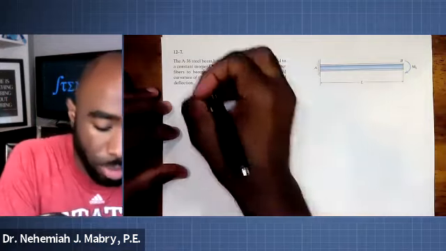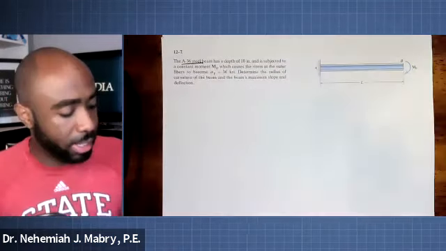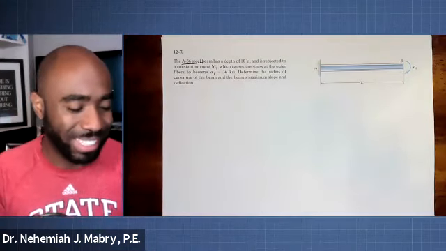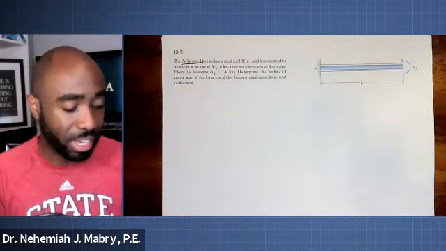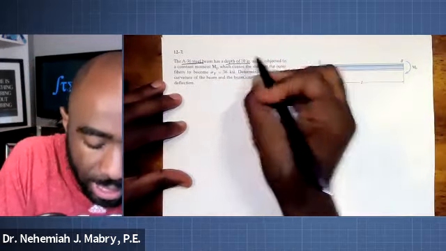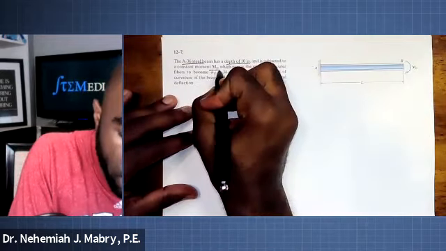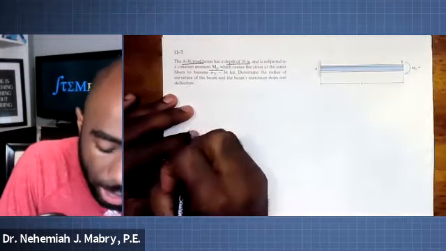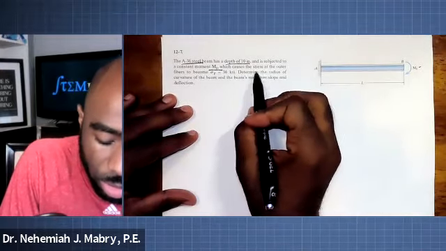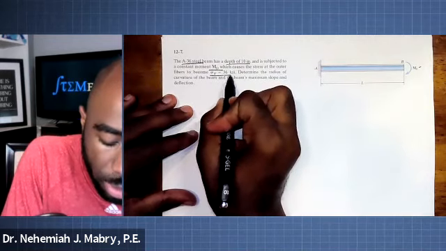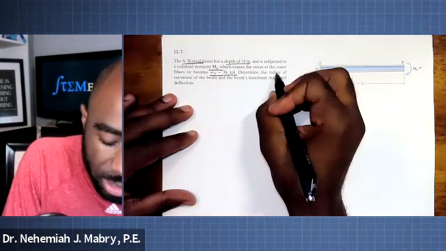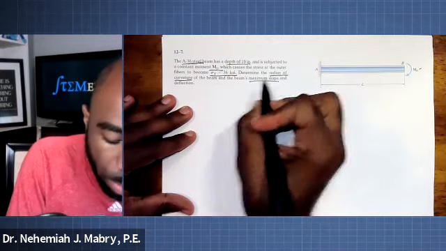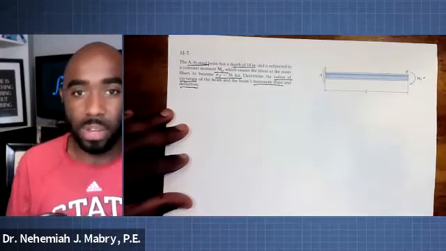So this says here before us that we have an A36 steel beam. Steel beam, that means we already know the modulus of elasticity, if that is necessary, 29,000 ksi. It also tells us it has a depth of 10 inches, a constant moment M sub naught. So this isn't a number, we're just going to use M sub naught for a moment, and it causes the stress in the outer fibers to become 36 ksi. So here's what it's asking us. It's asking us to determine the radius of curvature, which is rho, and the beam's maximum slope and deflection. That's what we need to find out.